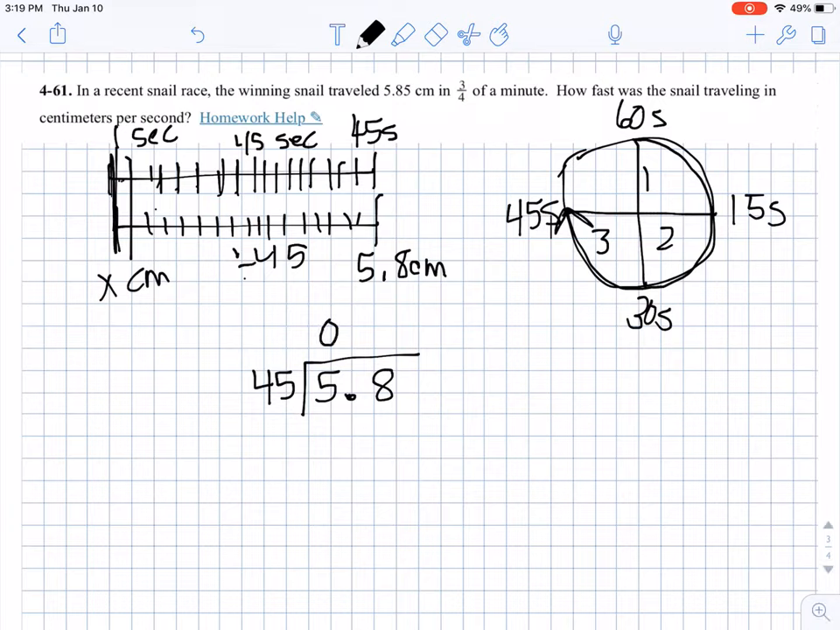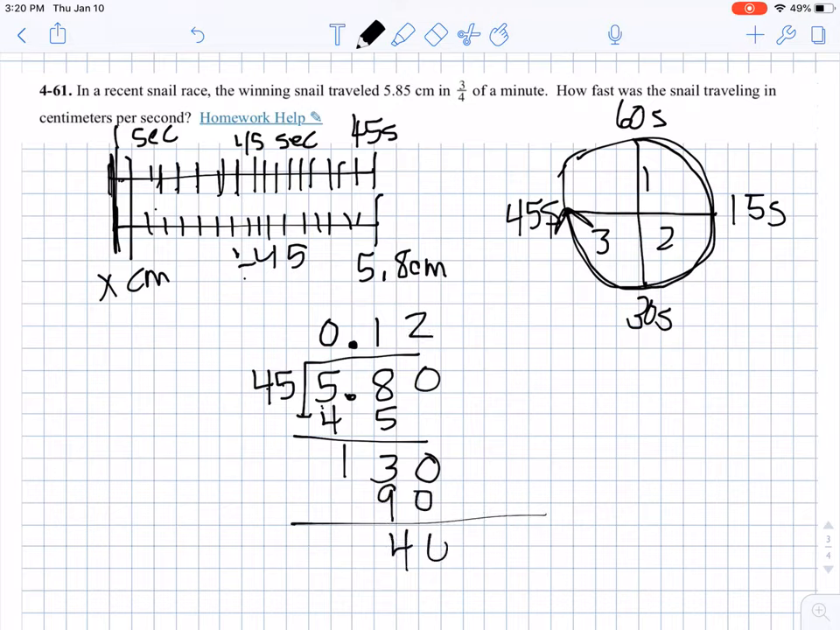So 45 goes in 0 times to 5, but it goes in 1 time to 58, and I subtract, and I get 130, and that goes 3 times, right? Which is 15, which is 12. Oh, that's too much. So let's go back. Let's say it goes 2 times, which is 90. So I'm going to get 40.